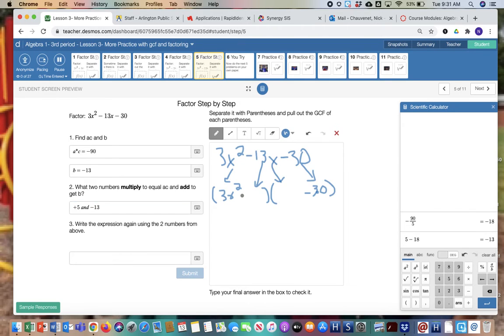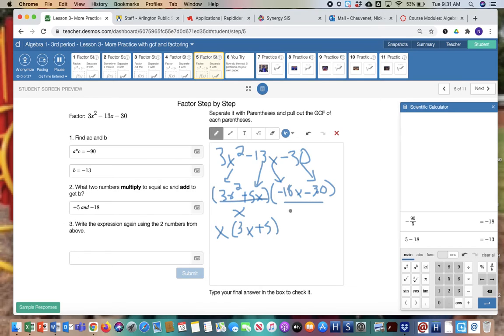So I'm going to put my +5x here. Oops, sorry, this should be an 18, my bad. So my +5x here, I'm going to put my -18x here. Again, you could do it the other way if you wanted. So the only thing to come out of this is an x. And that leaves me with 3x plus 5.